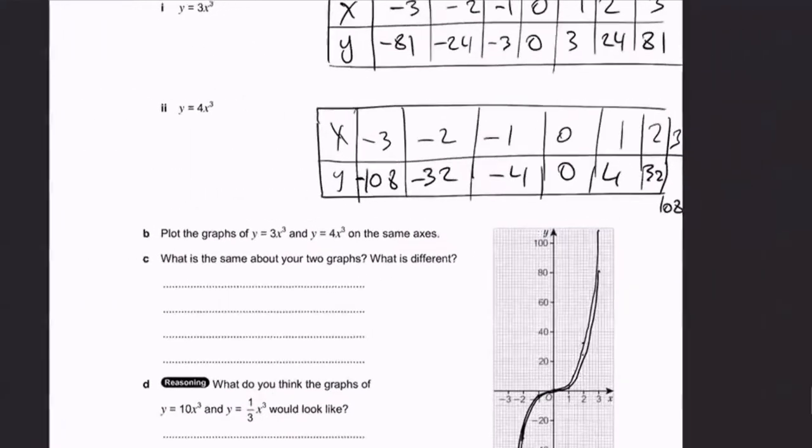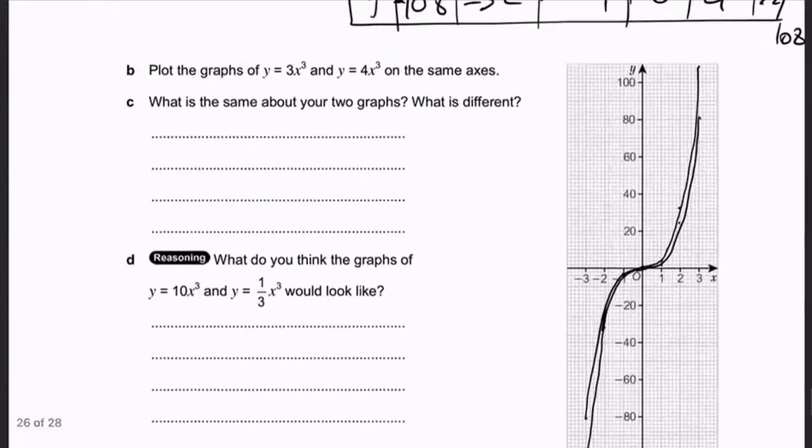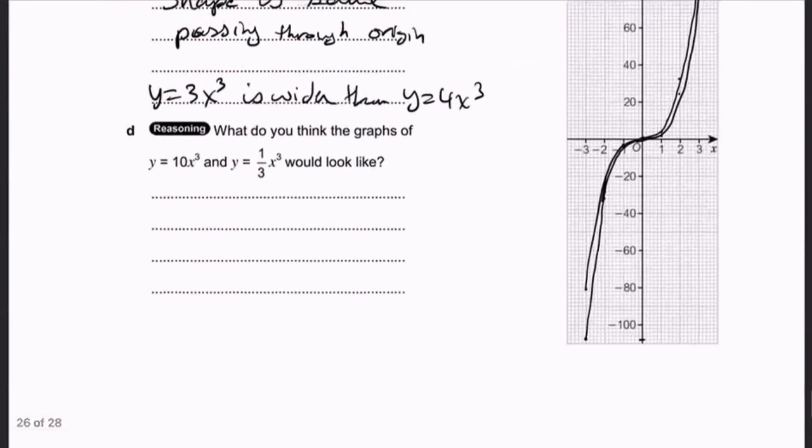Okay, what is the same about your two graphs? What is different? The shape is the same. Both of them pass through the origin. What is different? That y equals 3x cubed is wider than y equals 4x cubed. But of course it's not very visible, because the scale is small. It should give us a bigger graph so that it shows more.